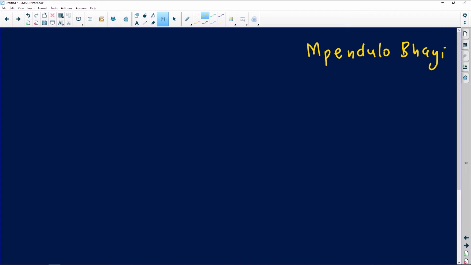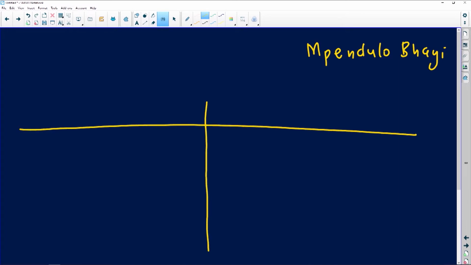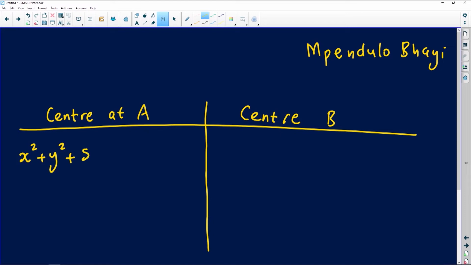So let's draw the first one. I'm going to actually separate it like this so that you guys can see what is going on, right? The first circle is the one that is centered at A. So circle with a center at point A, and there's another one which has a center at a different point, which is, according to Mpendulo's question, at B. The one that has a center at A, its equation reads as follows. It says x squared plus y squared plus 5, right, is equal to 16x plus 8y minus 30, right?